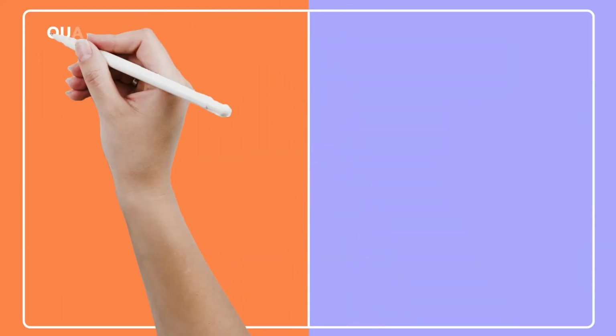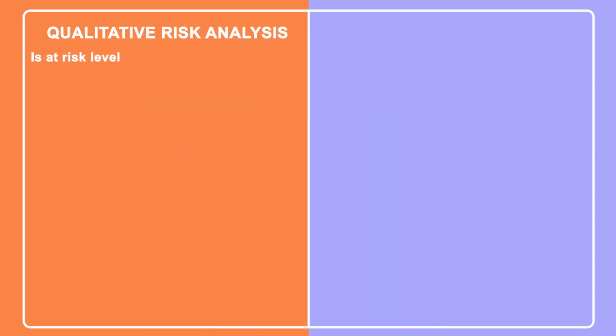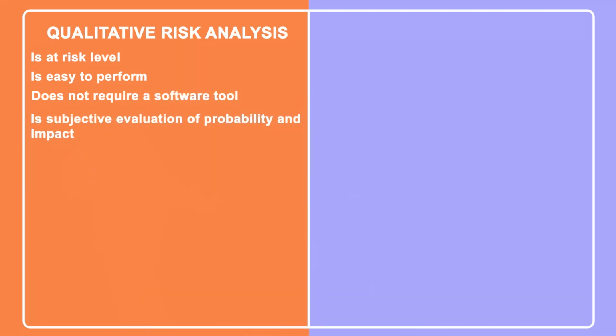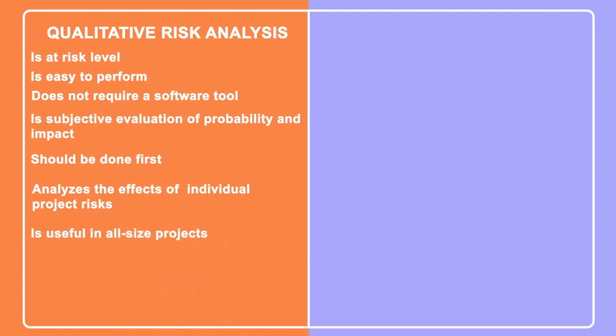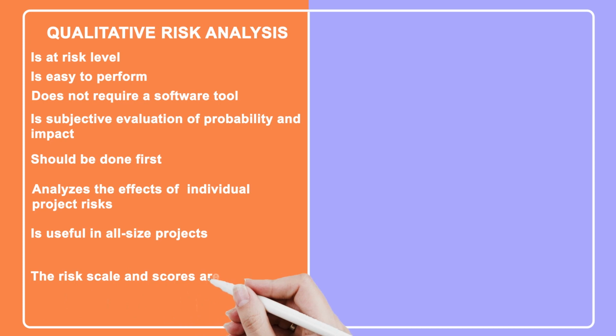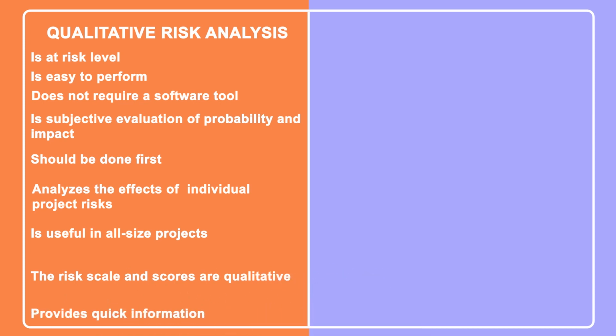Qualitative risk analysis is at risk level, is easy to perform, does not require a software tool, is a subjective evaluation of probability and impact, should be done first, analyzes the effects of individual project risks, and is useful in all size projects. The risk scale and scores are qualitative, and it provides quick information.